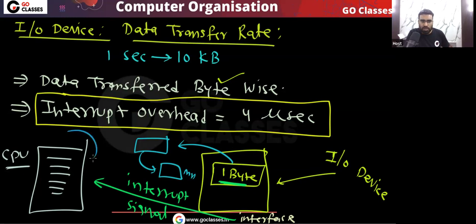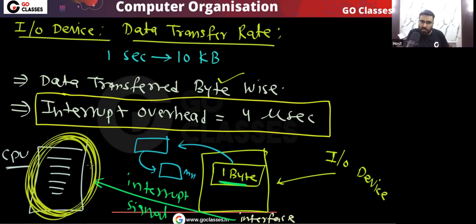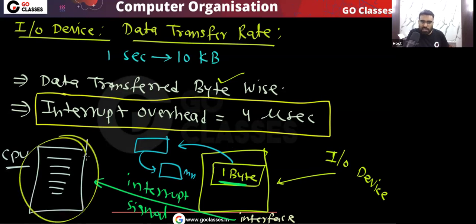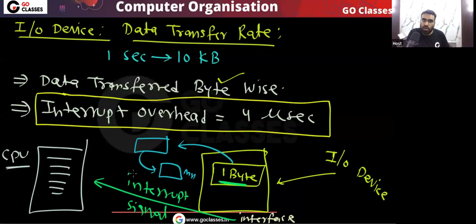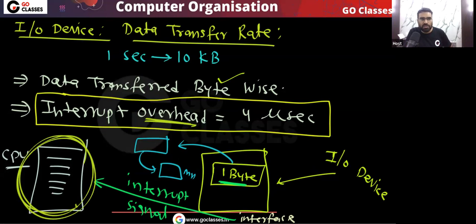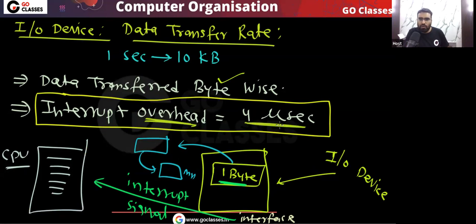So remember, to save this current work, because when the CPU receives the interrupt signal, it will save this work because it is executing some program. After saving, the CPU will do the context switch and this data transfer. This data transfer will be done by the CPU. So you can see that is the overhead. Yes or no? Saving this work and doing the context switch, that is the overhead, and that is your 4 microsecond.